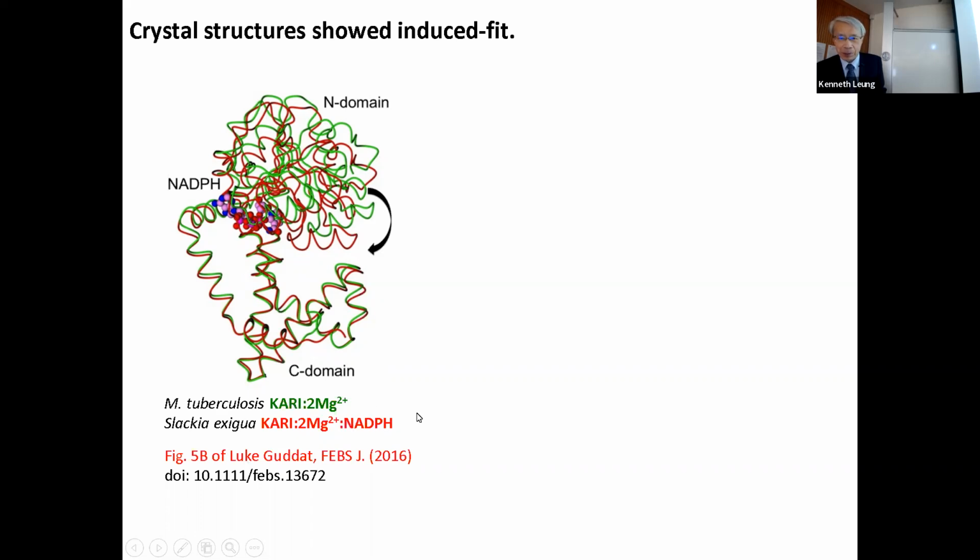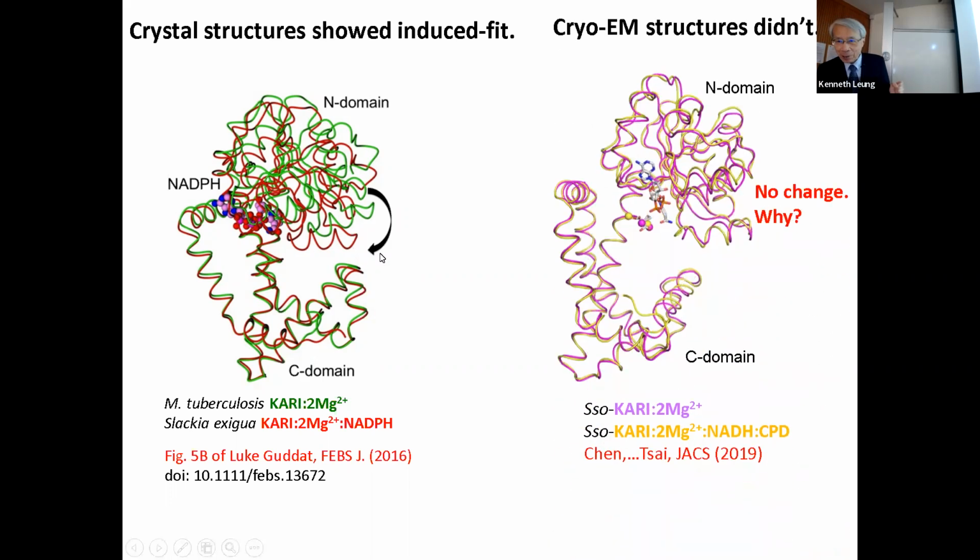So the coenzyme presence induced a change of the conformation at this region. This is very common in structural biology or in enzymology. That is, the induced fit mechanism means binding of a ligand can induce the protein to change conformation. And that is very good. But in our case, we did not see such an induced fit mechanism, because our two structures under the corresponding conditions are almost identical. We didn't see this.